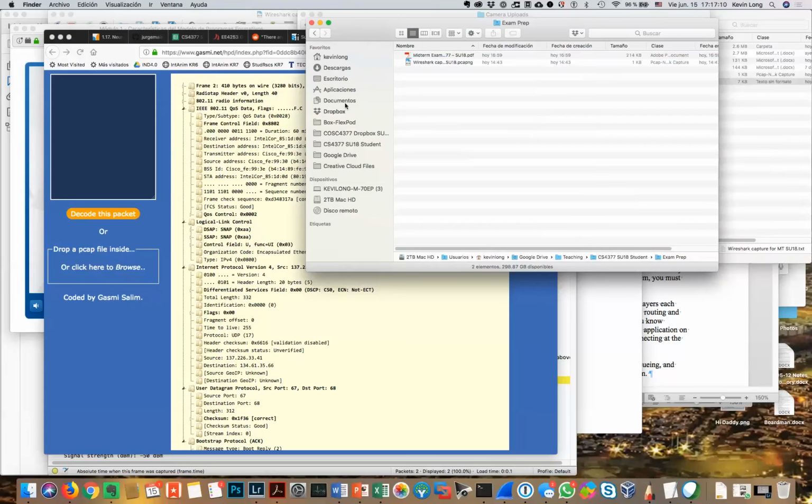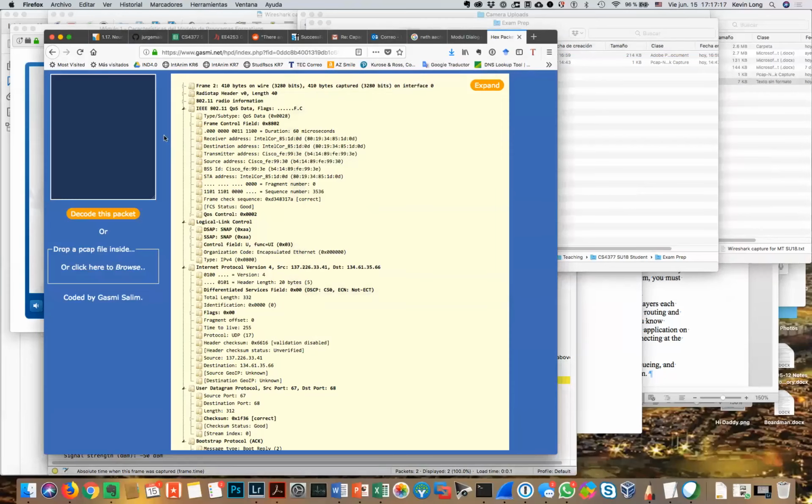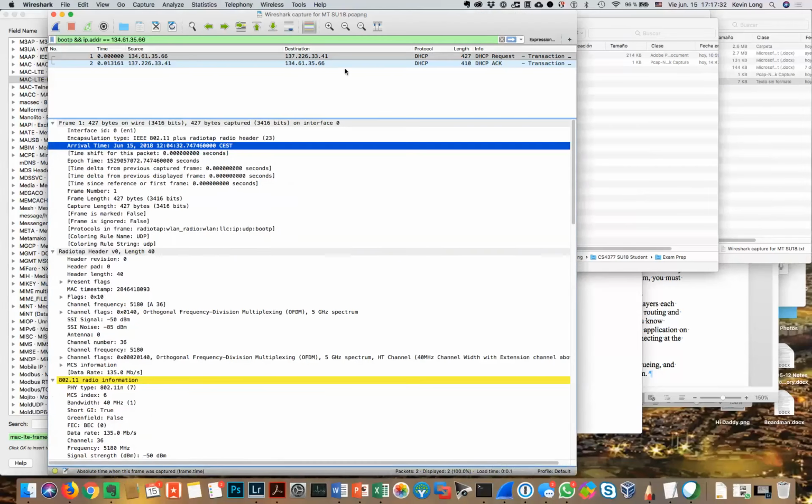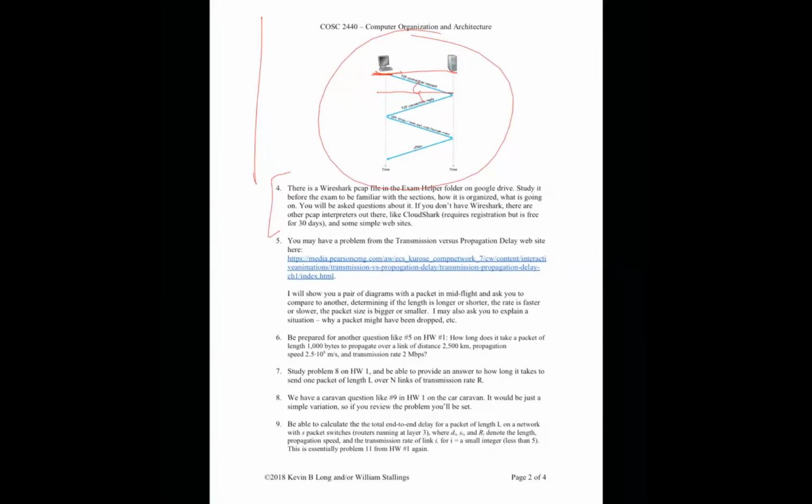And I will have these two packets, which is all that's in this PCAP. I will have these two packets inside, printed out as text in the exam for you as well. So if you don't want to print those out, they'll be in there for you. So this is what it looks like in Wireshark, and you saw what it looks like in some of the other ones. Okay. You may have a problem from the transmission versus propagation delay website.